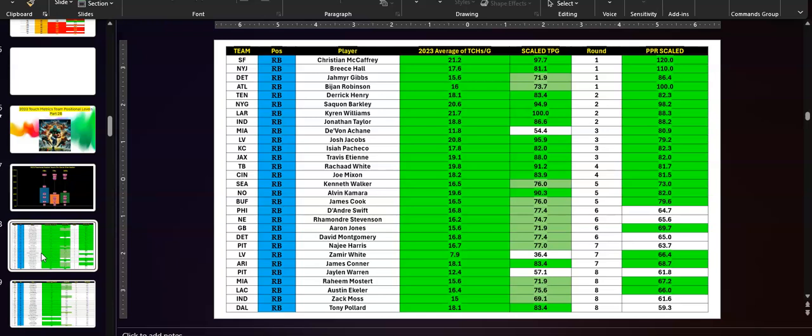Another thing, Gibbs, Bijan, touches per game. The scaled version, a little weak. Gibbs is 86 on the PPR scale. Bijan 100. He's third best. So CMC's first. Breece Hall, 81.1.